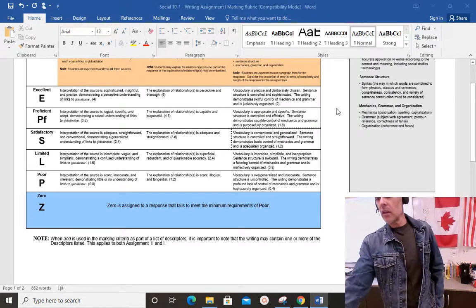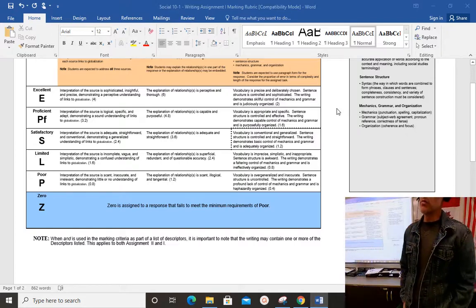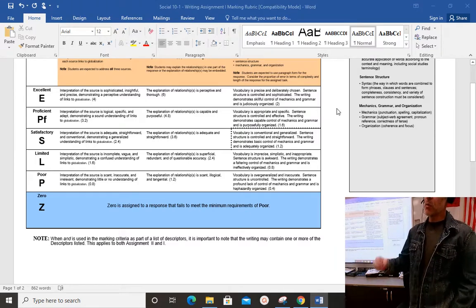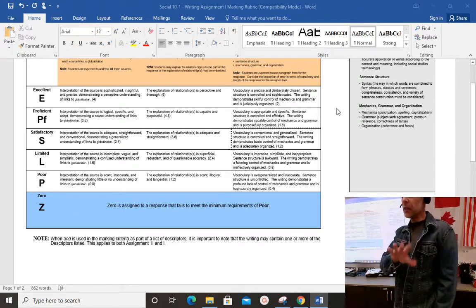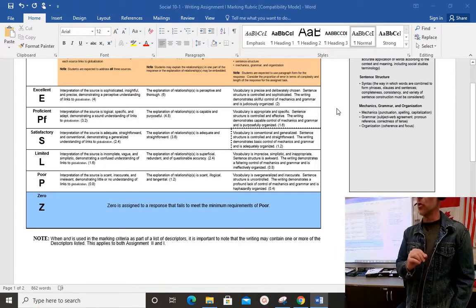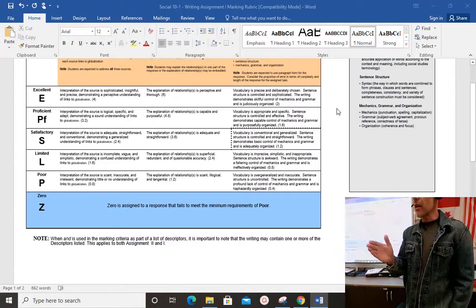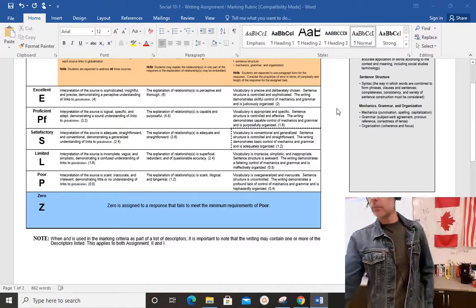And the communication category is there as well. Something to make note of in communication, it doesn't have to be flawless to get to an E, but what we want to see is that vocabulary is precise and deliberately chosen. You're using the language of the course to dissect the sources. We want to make sure that your mechanics, your grammar is controlled. That if there are errors, they don't impede our ability to read what you've done.